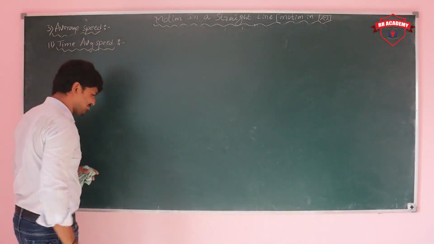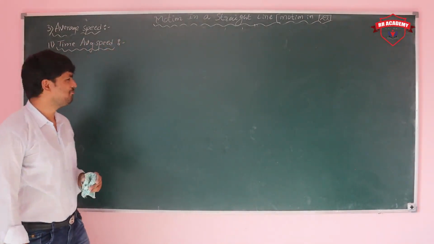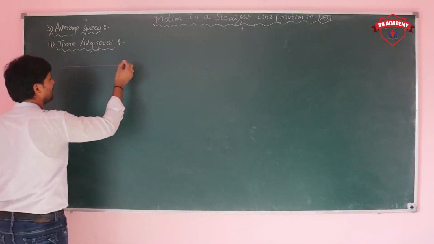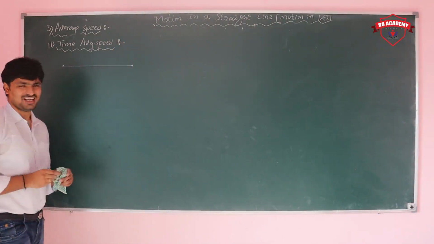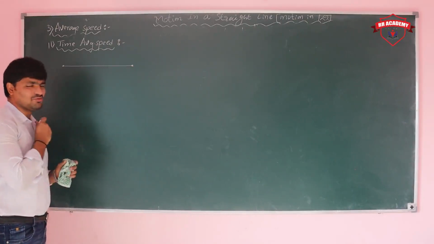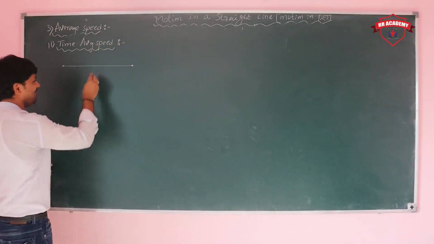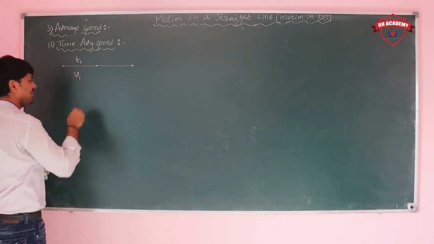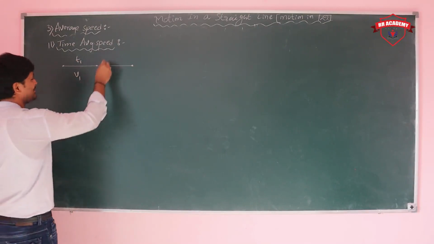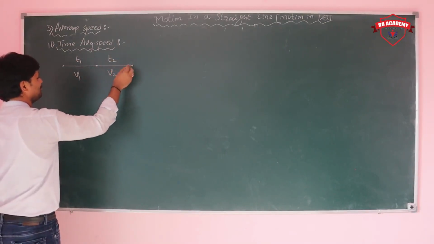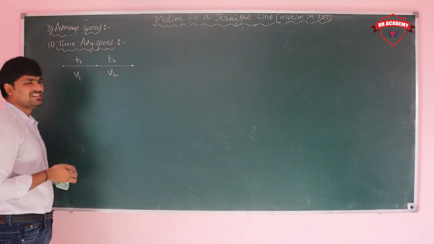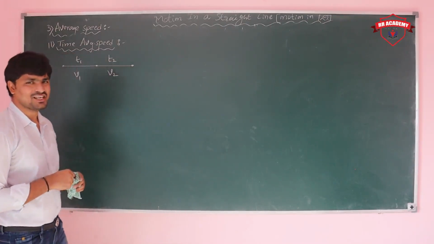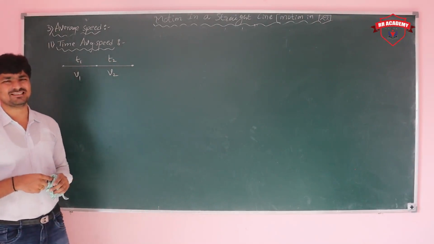What is this time average speed? Very simple. Whatever we are considering without a distance. Here, a car or a particle is moving in a straight line which travels first t1 time with a speed v1, next t2 time with a speed v2. Then what about the average speed?